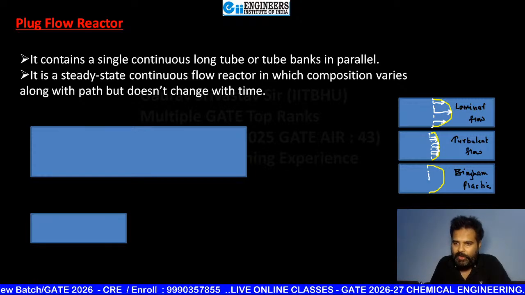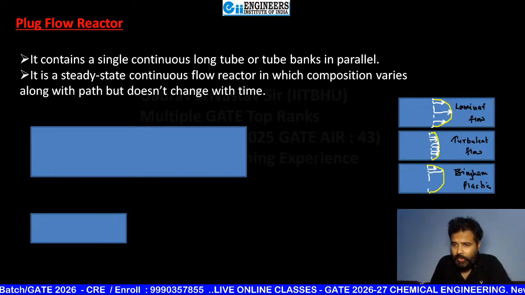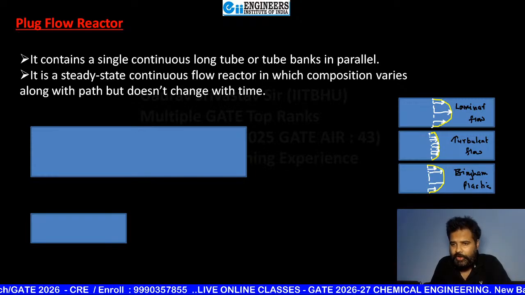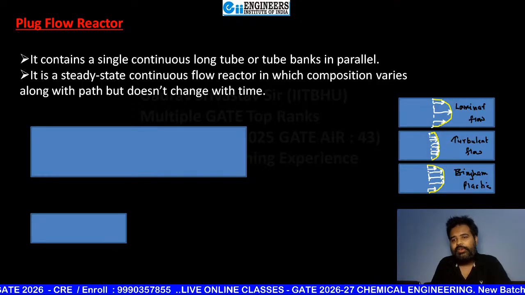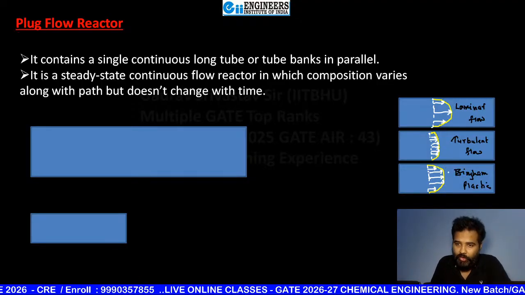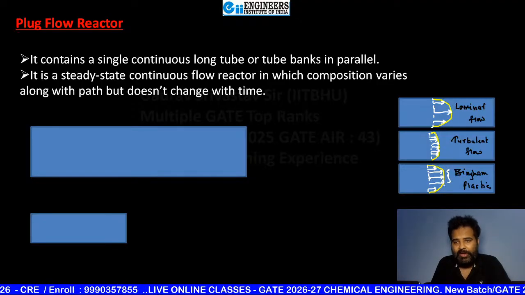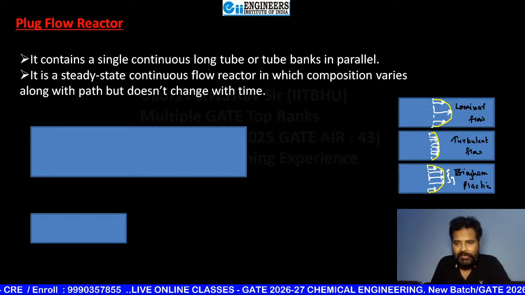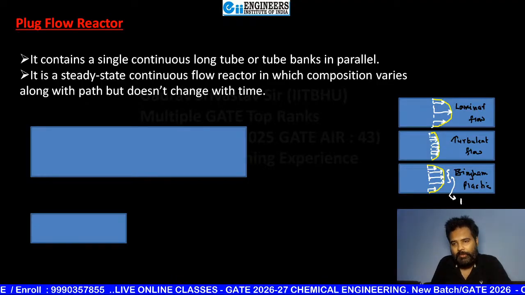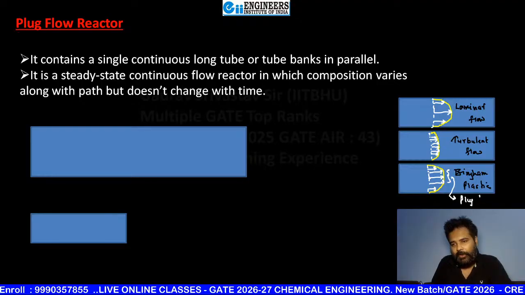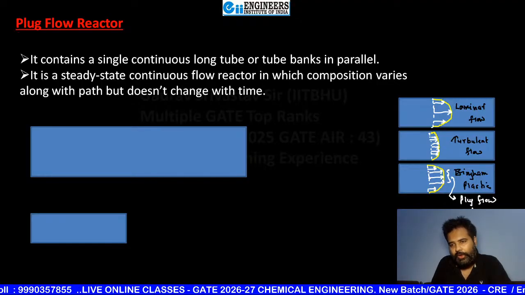And in Bingham plastic, when you are moving towards the center, velocity increases, and near the center you can see a flat profile. If you check the meaning of this flat profile, this type of flow is known as plug flow. That means near the middle, plug flow.